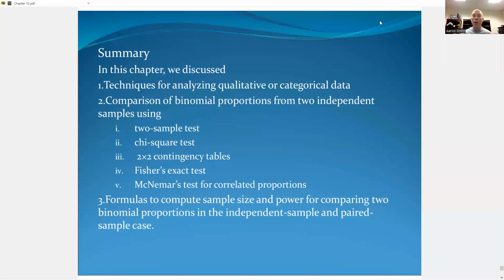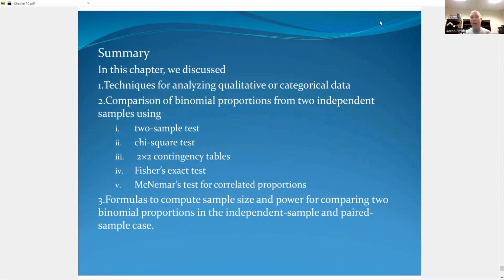Hi, in this video, we want to take a look at analyzing categorical data statistically. We're going to take the PowerPoint slides from Rosner's Essentials in Biostatistics textbook, and we're going to go over several tests.